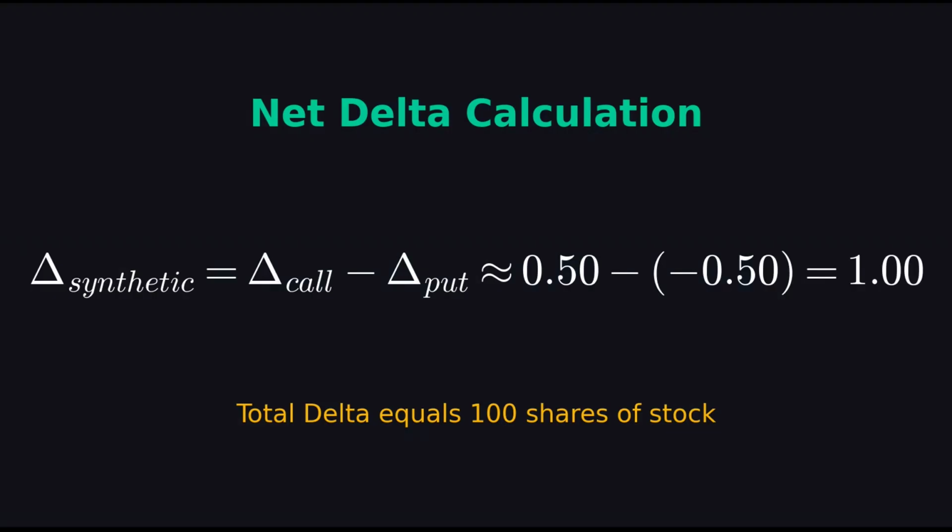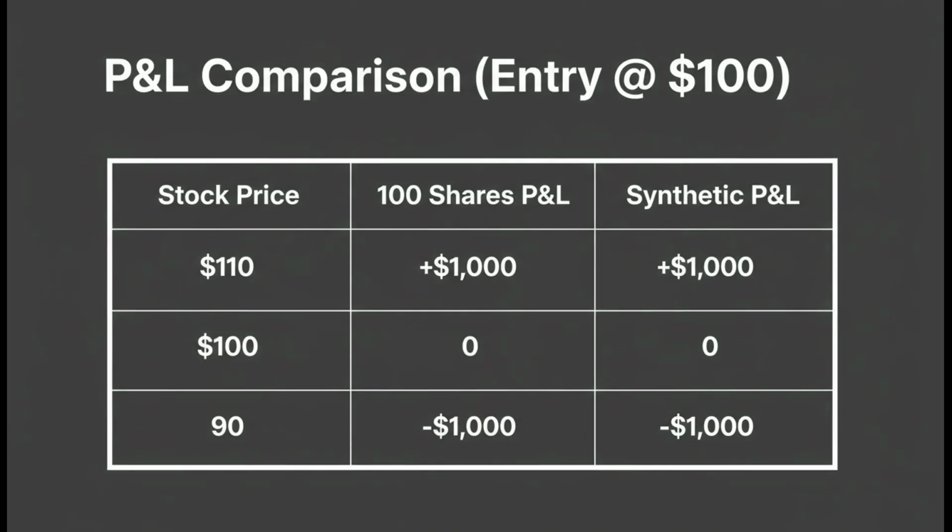An at-the-money call typically has a delta of positive 0.50, while a short at-the-money put has a delta of roughly positive 0.50 as well. When you combine these, the position delta sums to 1.00, or 100 deltas per contract. This means for every dollar the stock price rises or falls, your synthetic position gains or loses exactly $100, identical to owning 100 shares. The payoff diagram for this strategy is a straight diagonal line, indistinguishable from long stock.